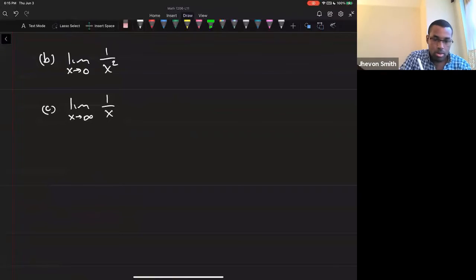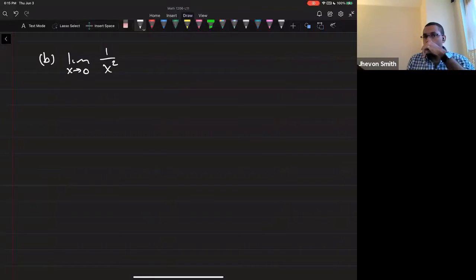Then we had this example. Limit as x approaches 0 of 1 over x squared. Again, the denominator is approaching 0. We never actually get there, but x squared is going to get closer to 0. So for this one, did you also get does not exist? Because you can't divide by 0, right? What do you guys think about this one?